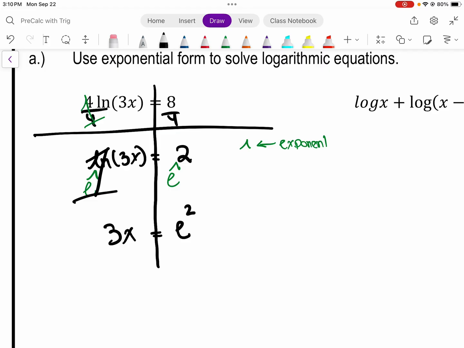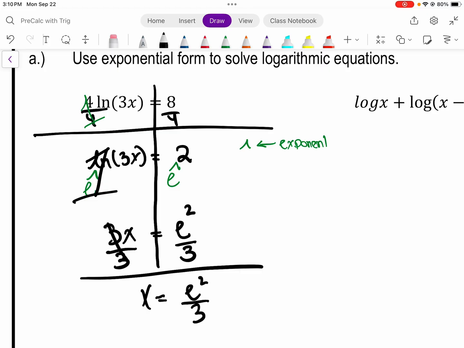All right, so this becomes a 1, and you're left with 3x equals e to the power of 2, which I have no idea what it is. We're going to leave it to the end so the calculator does it. And now we can get x by itself by dividing by 3. So x is equal to e squared divided by 3, which we're going to put into the calculator. Let's see, e to the power of 2 divided by 3, and we get 2.463.